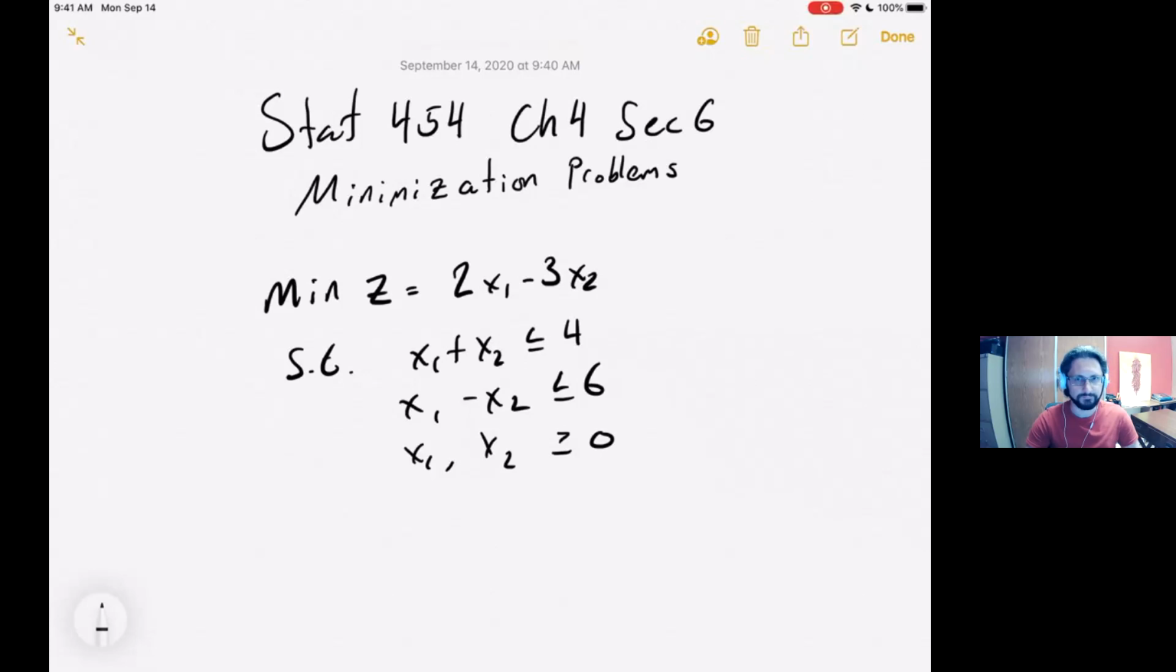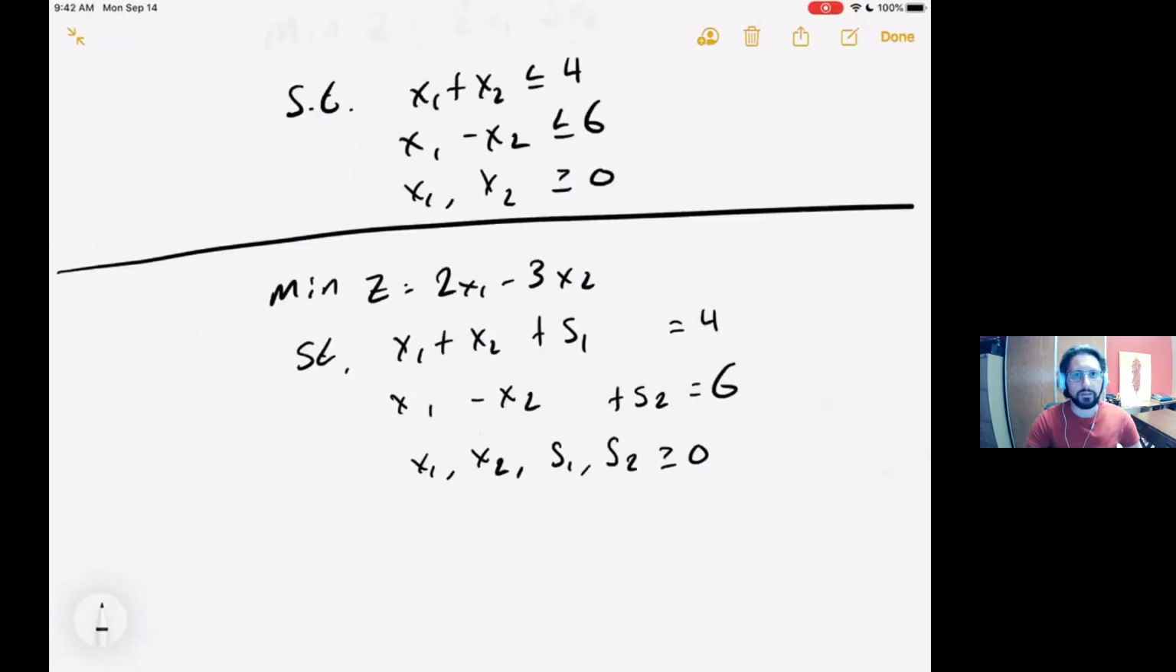Now, similar to the last process, the main process in the simplex method, we need to ensure that all of these constraints are in standard form. So I am going to add slack variables that will force the standard form onto this LP. This is what the LP looks like when I include the slack variables associated to each of the constraints. x1 plus x2 plus s1 equals 4. x1 minus x2 plus s2 equals 6.